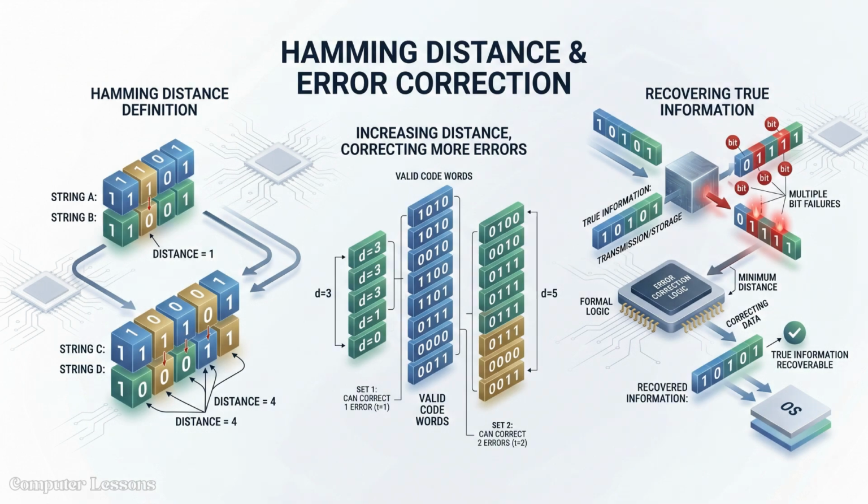The Hamming distance is a core metric that defines the number of bit positions in which two binary strings differ. Increasing the distance between valid code words allows the hardware to correct more errors per block of data. This formal logic ensures that even if several bits fail, the true information remains recoverable for the OS.